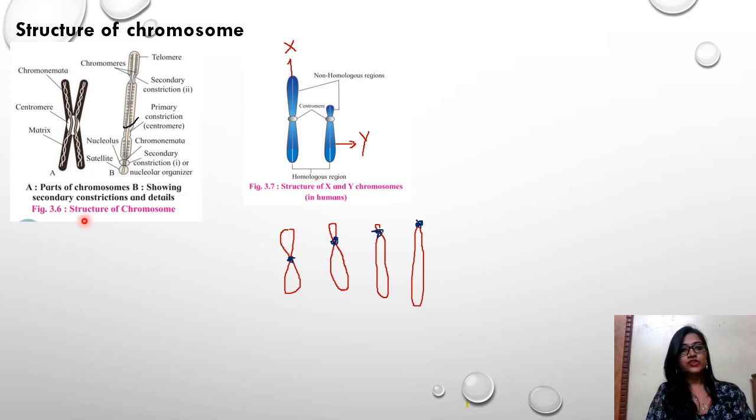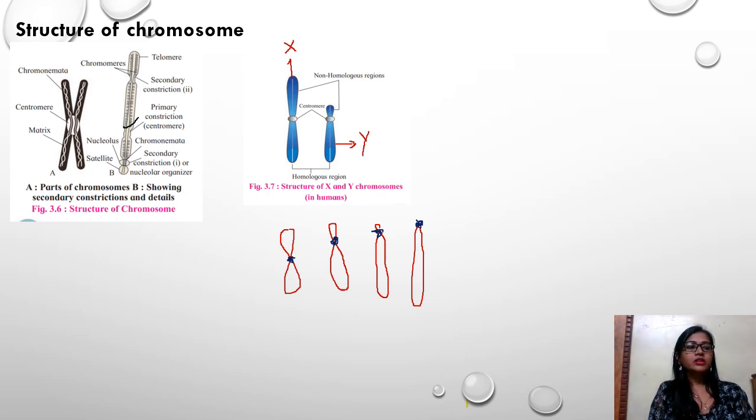Now this is the structure. A metaphasic chromosome has two identical halves. These are the sister chromatids, which you can see. Each chromatid is in turn made up of subchromatids. These are chromonemata, which are present inside the chromosome.